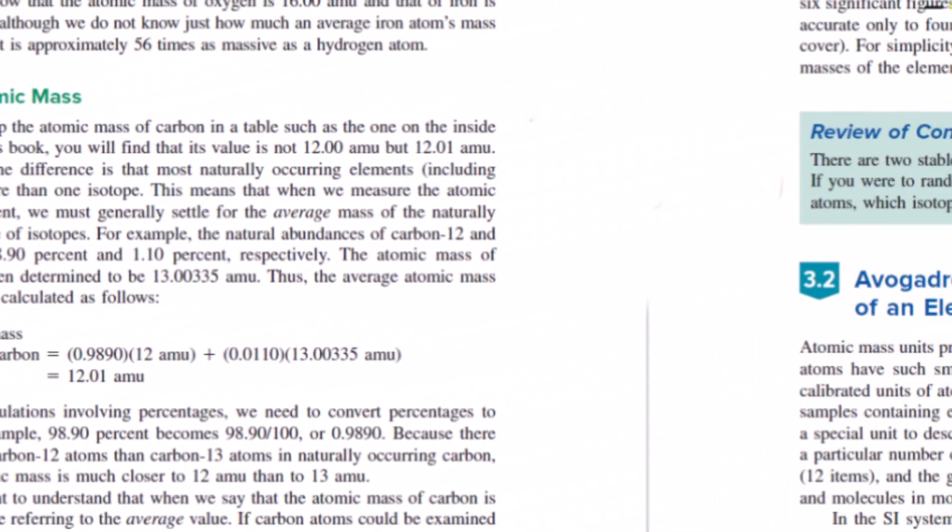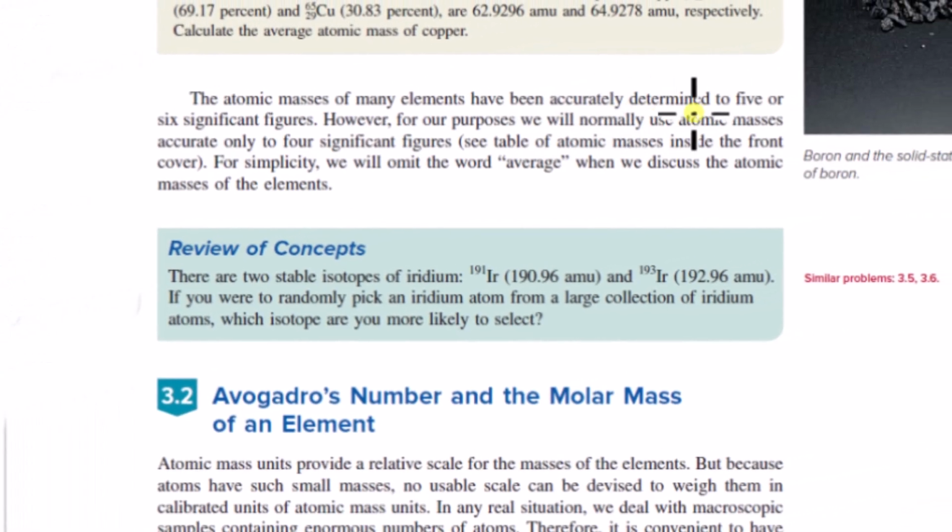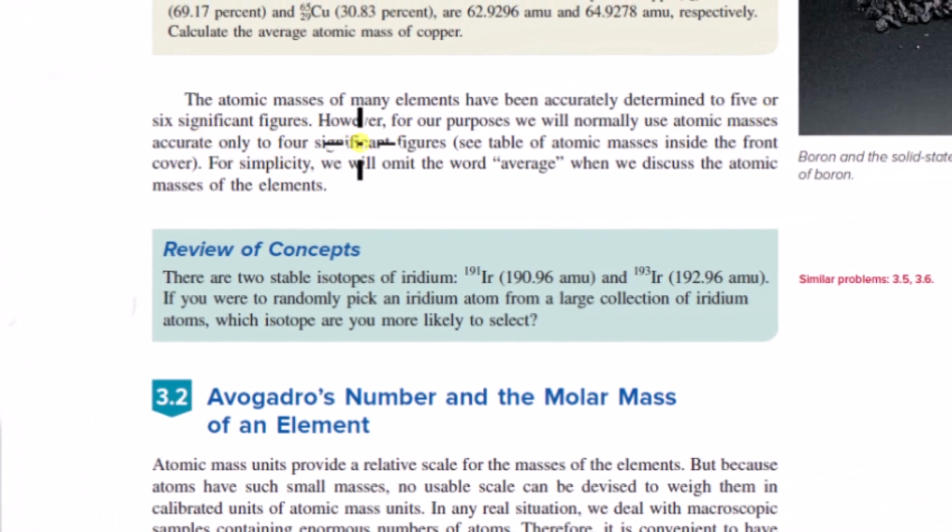Okay, the atomic masses of many elements have been accurately determined to 5 or 6 significant figures. However, for our purposes, we will normally use atomic masses accurate only to 4 significant figures. For simplicity, we will omit the word average when we discuss the atomic masses of the elements. So you can see the textbook here doesn't really want to distinguish between atomic weight and atomic mass, which I find a little bit confusing, because then it's hard to tell: are you dealing with that weighted average mass, or are you dealing with a specific atomic mass?